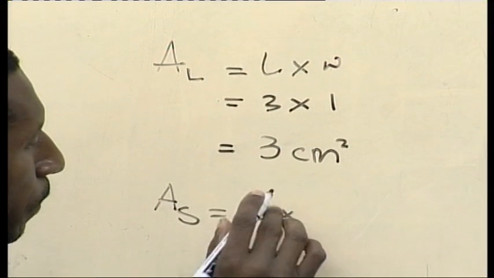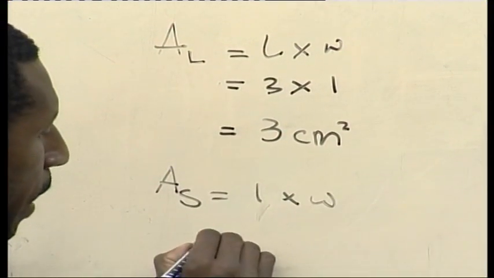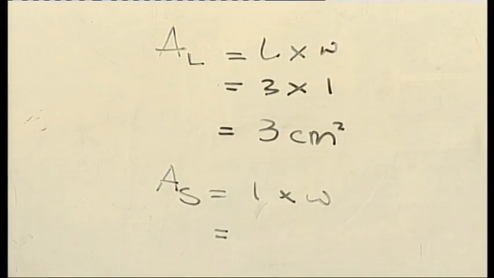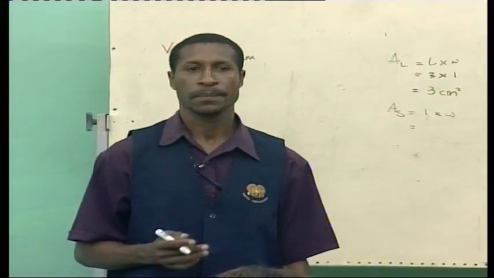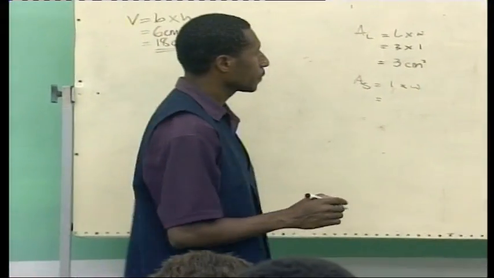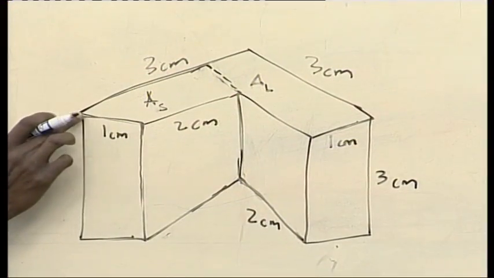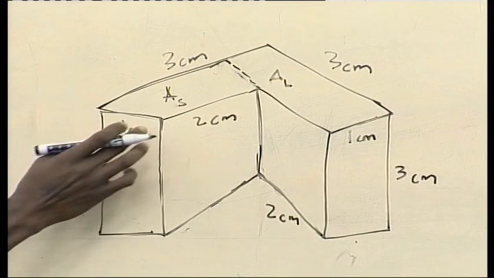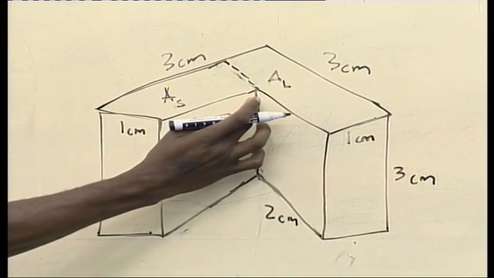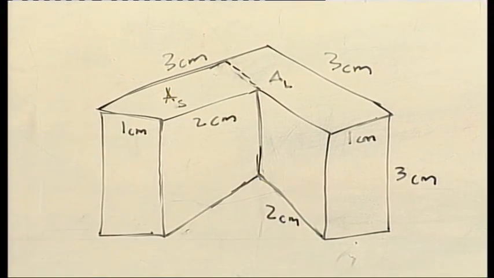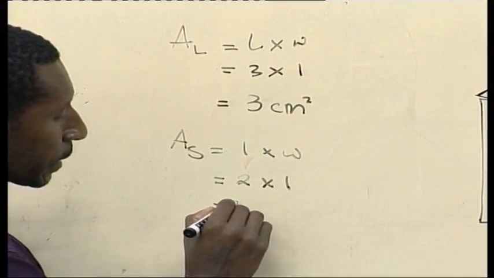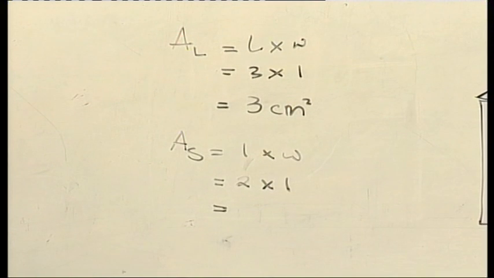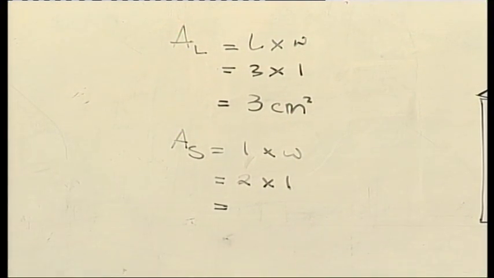Now let's find the area of the small rectangle. What is the area of the small rectangle? We have the width which is 1 and the length which is 2. So what is the area, class? 2 what? 2 square centimeter.